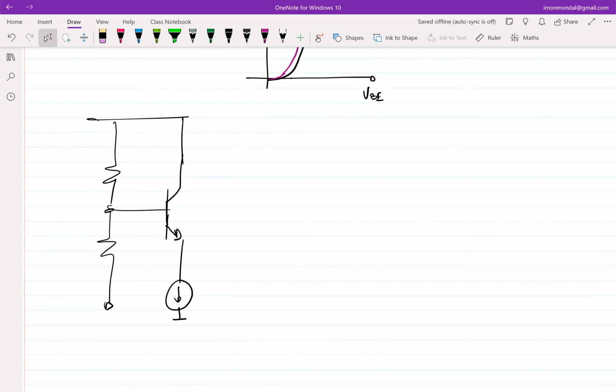So now, if you bias it with a constant current source, let's say this is VDD. This is 2 volt. This is VDD equal to 5 volt. This is 3 volt. This is 2 volt. How do you think you will approach this problem?